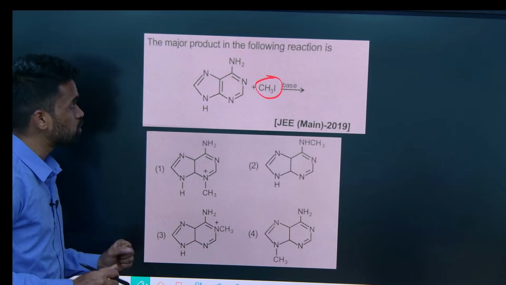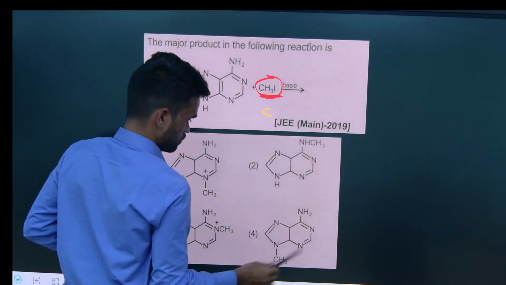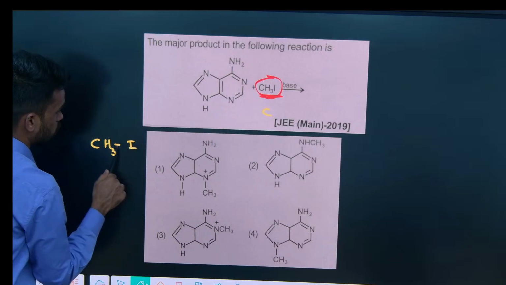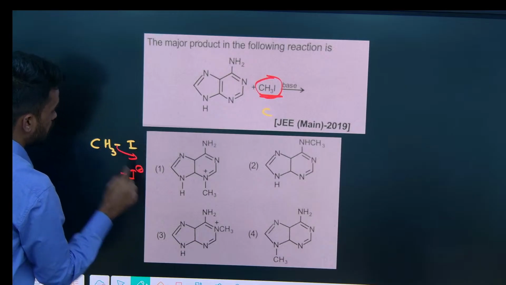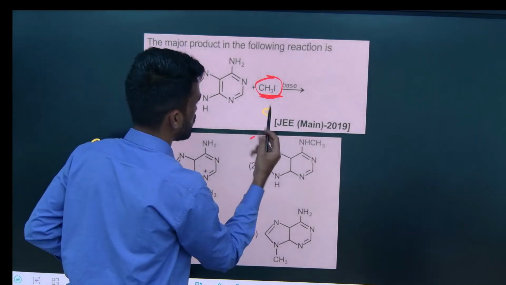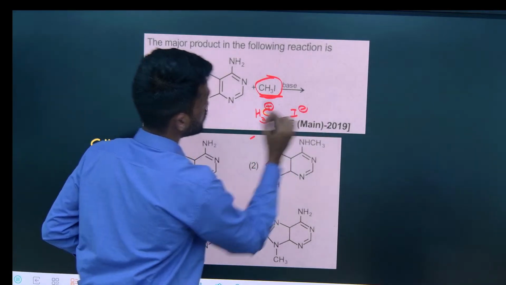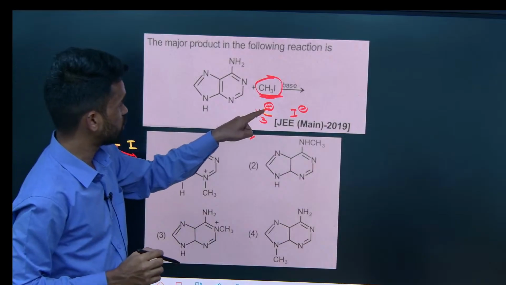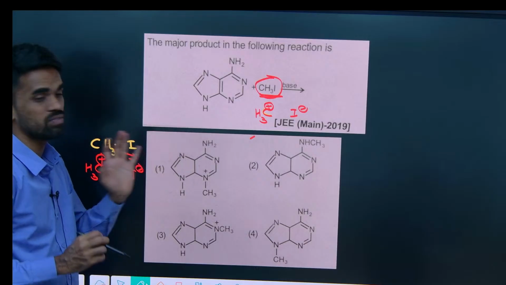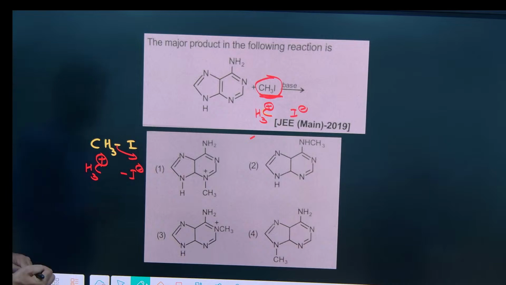It purely depends on, see, what is this, tell me, methyl iodide. So what happens? Methyl iodide means CH3I. Iodine will be removed as I minus, and here we get the methyl carbocation. So this is the electrophile. CH3 plus is the electrophile, right? Now the electrophile goes to which of these positions? It's very easy. Where do we have more electron density?